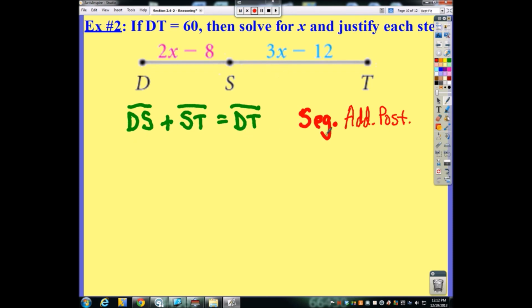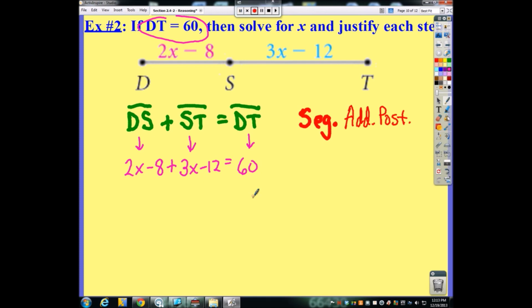All right, so now that I've got this, now I can start implementing the algebra into this. So once I've got this, well, DS, what's DS equal to? Oh, well, DS is equal to nothing more than 2x minus 8. And ST, what's ST equal to? Well, it's equal to 3x minus 12. And DT, what's DT equal to? Well, they told me up above in the beginning that DT is equal to 60.